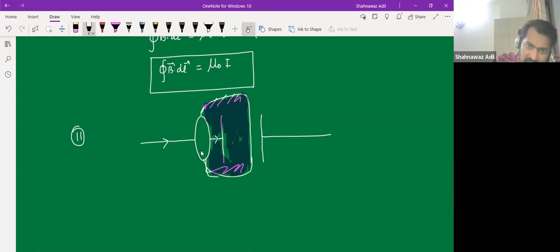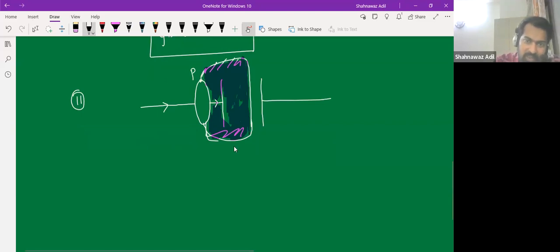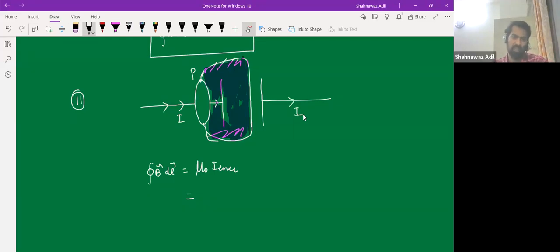So is there any current flowing through this area? No. So if I write the Ampere circuital law, B dot dl equals mu naught I enclosed, how much is the I which is enclosed in this surface? Is there any I? No, because this is the open surface. Let me show you that.